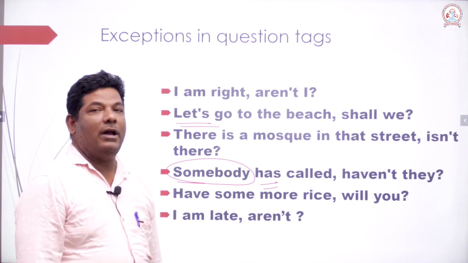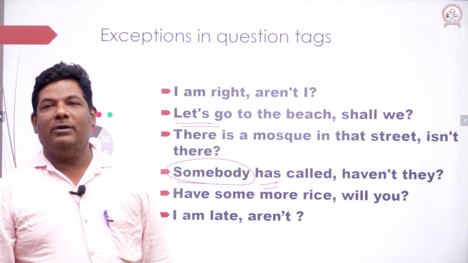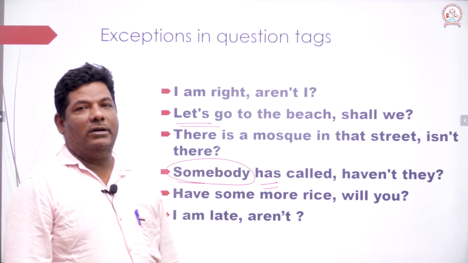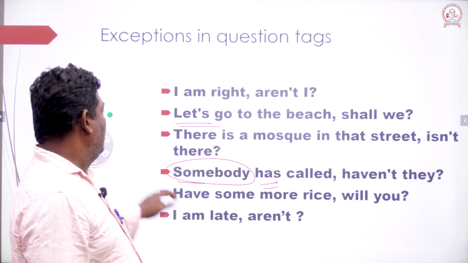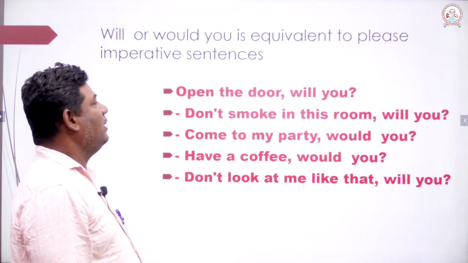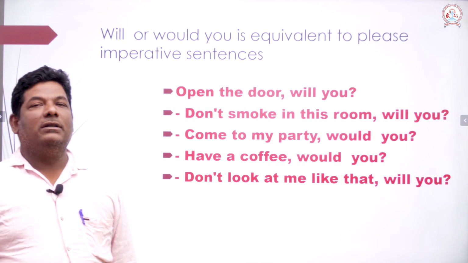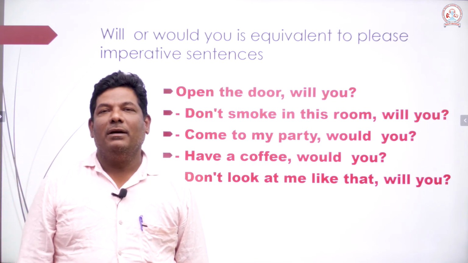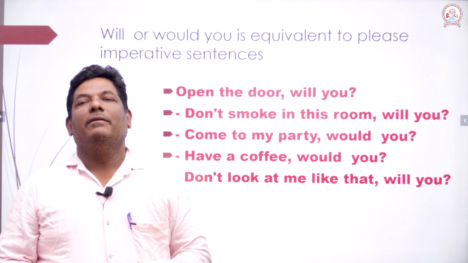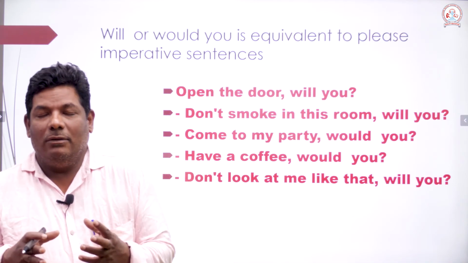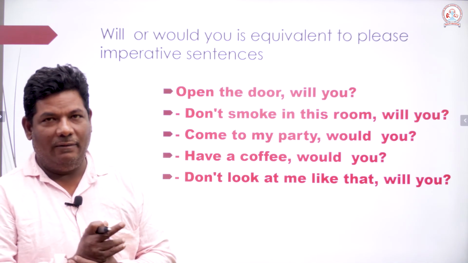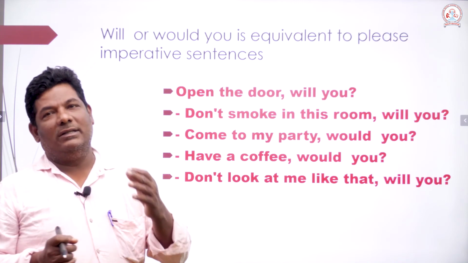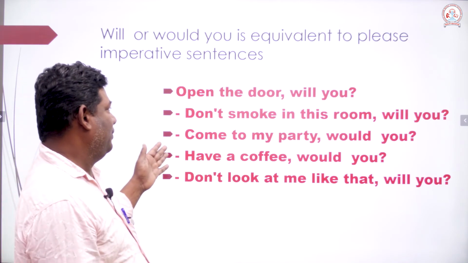Then, have some more rice, will you? It's an imperative sentence. For all imperative sentences, will you or would you. I am late, aren't I? These are some of the exceptions, right. Will or would is almost equivalent to please. Help me, will you? It means help me, please. That's meaningful. Open the door, will you? All imperative sentences can take will or would.